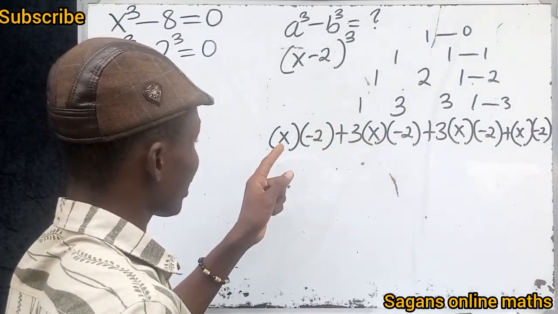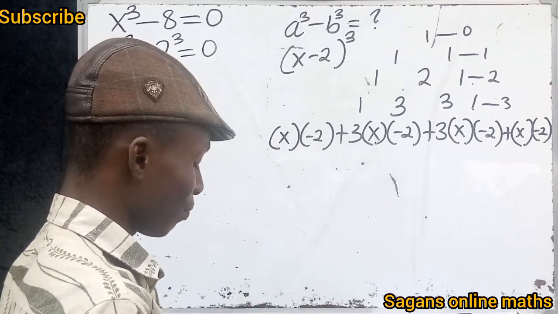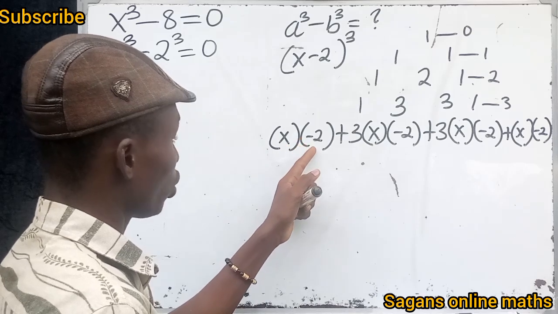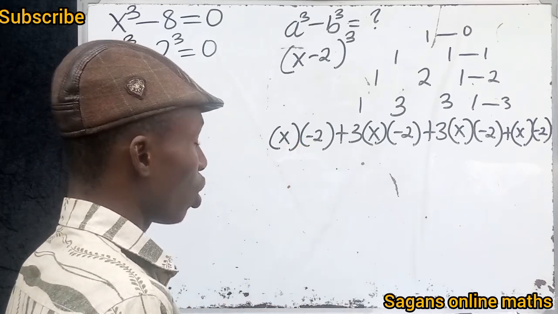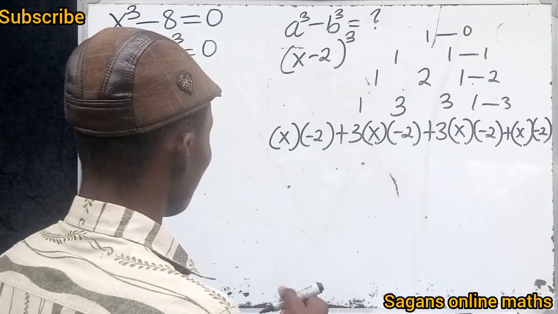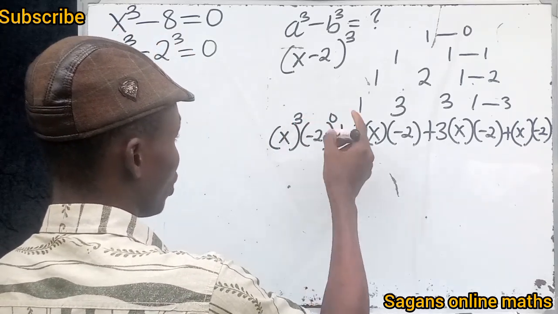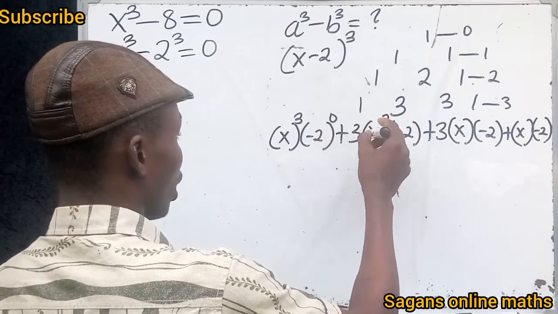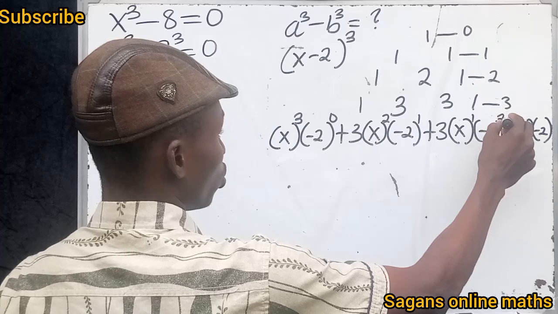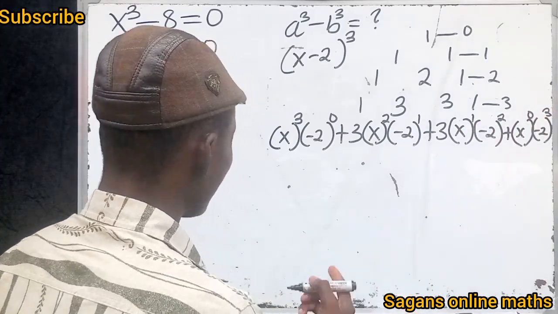So if x is increasing by 3, that means minus 2 will decrease, will start from 0. Remember that when x increases, then minus 2 will be decreasing. And if x is decreasing, minus 2 will be increasing. So if here we start as 3, here we start from 0. If here is 3, here will be 2, and here will be 1. And if here is 2, here will be 1, and here will be 2. If here is 1, here will be 0, and here will be 3.